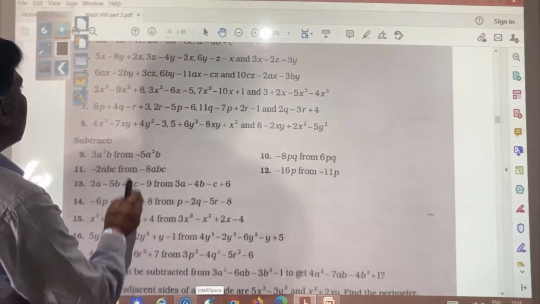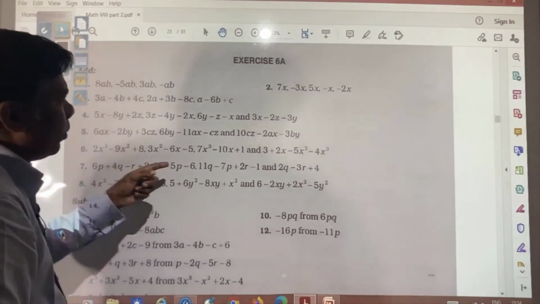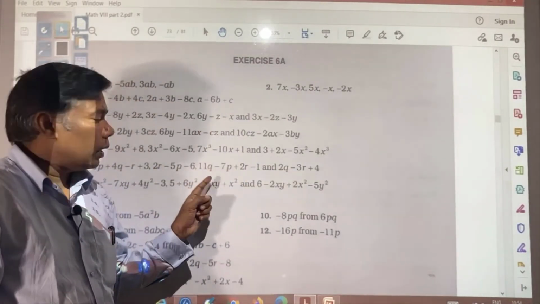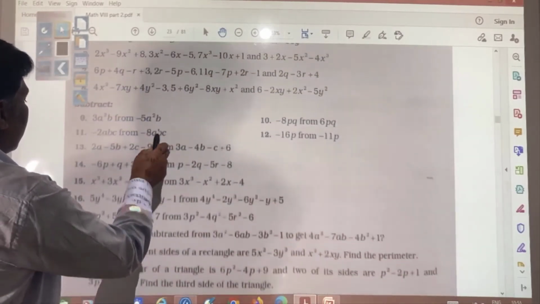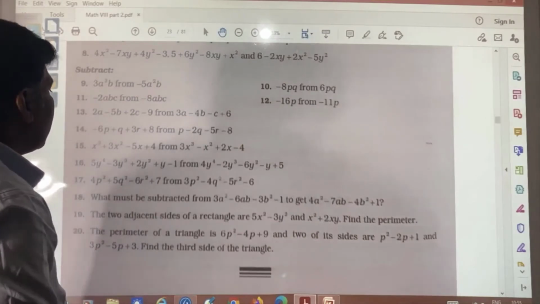Now you can see, so rest of the question I hope you have understood. So you must be able to solve, and you must solve all the questions, each and every question must be there in your notebook. We will see subtraction. Again in subtraction also few questions we will take.